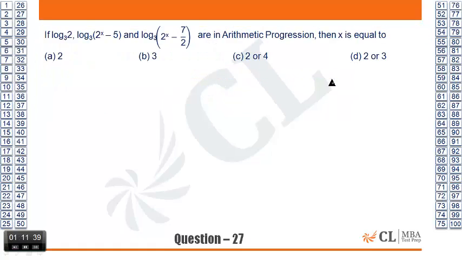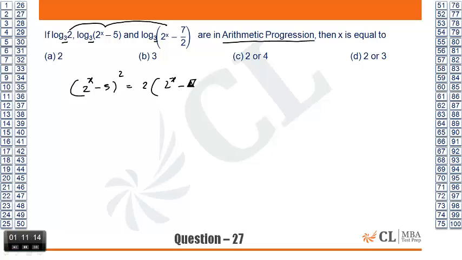Yeah, this is okay. Log. I think this question I've seen also. This is a Purana CAT question. When these three are in AP, base are same, no? When these three are in AP, the terms inside will be in geometric progression. Which means B square equals AC. So 2 raised to x minus 5, the whole square, would be 2 into 2 raised to x minus 7 by 2. Yeah, so you have to be careful about these things.